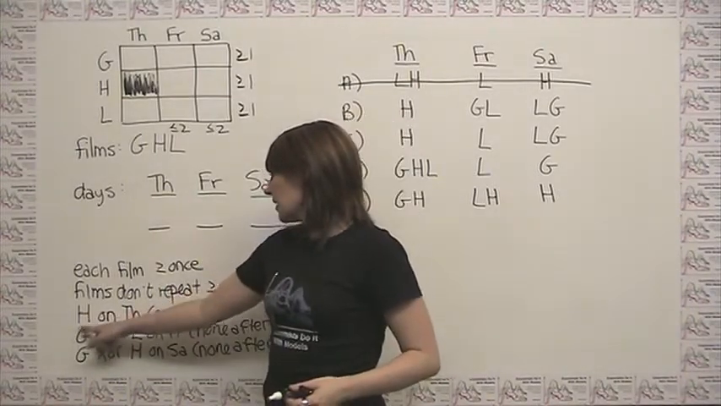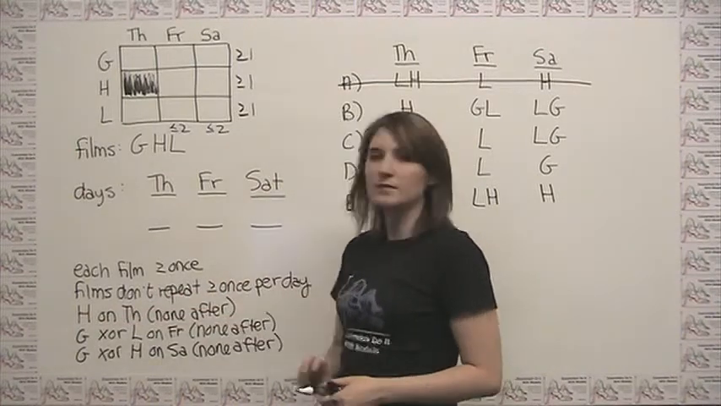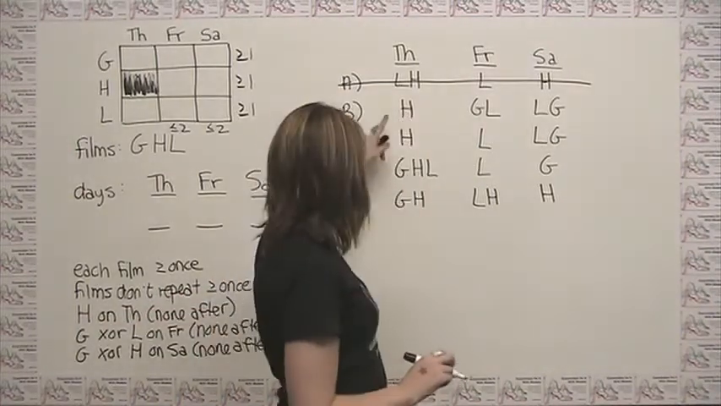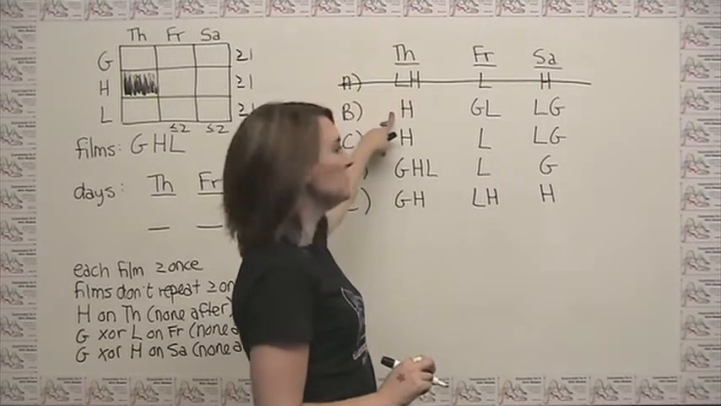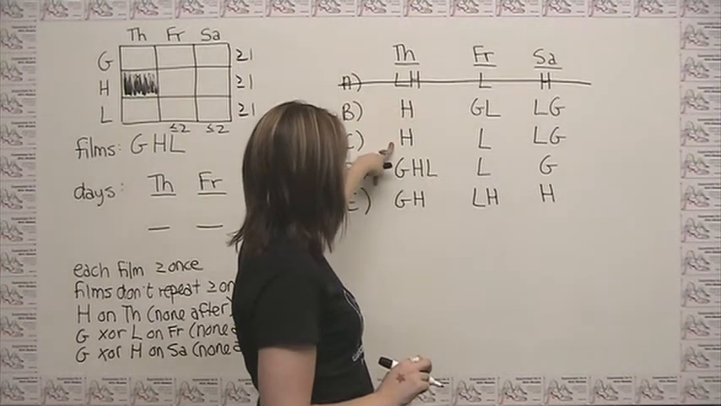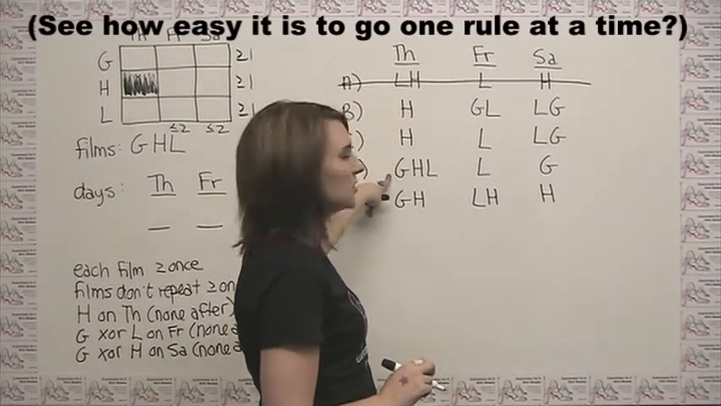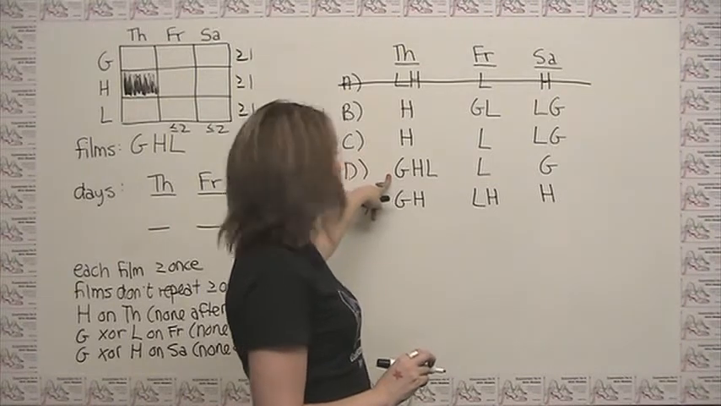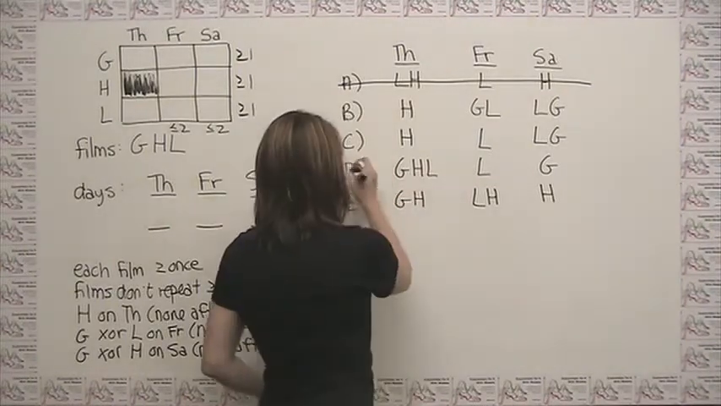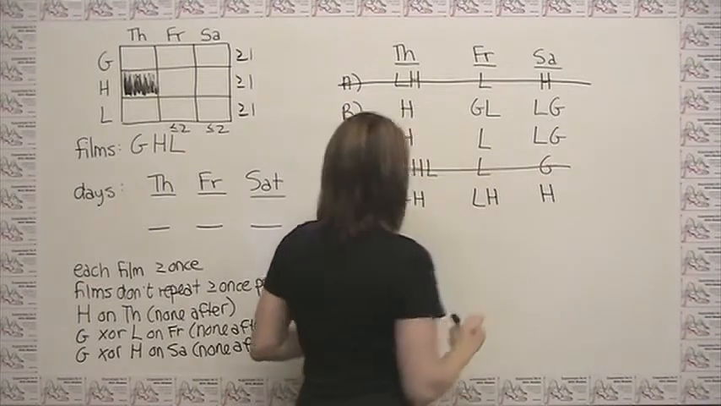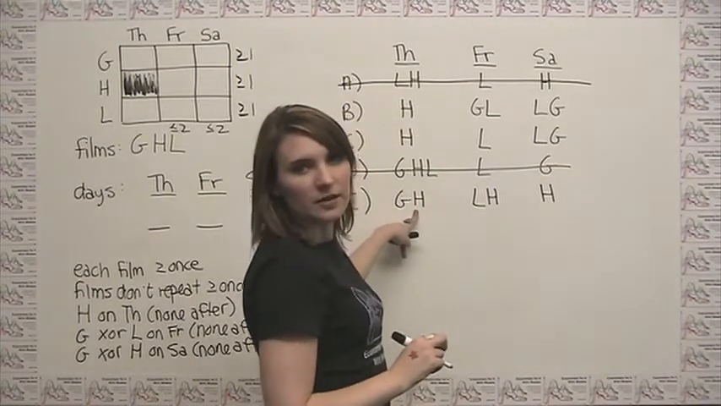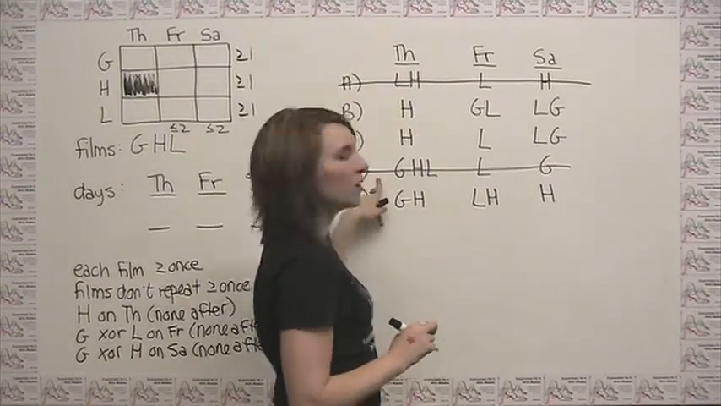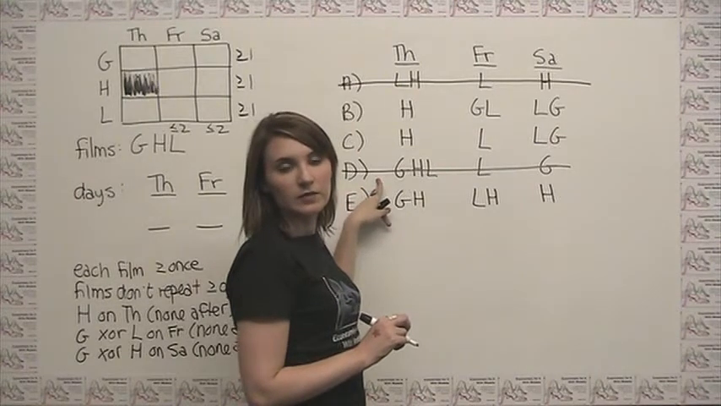Here we have H is on Thursday and nothing comes after. Here, choice D, H is on Thursday, but then we have L after it, so that breaks. So we've gotten rid of one more answer choice and we're now down to 3. We can go to the next rule.